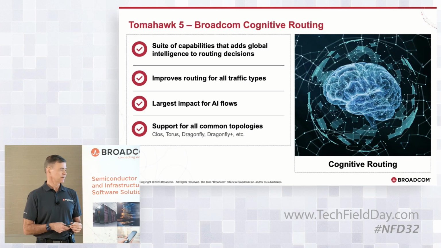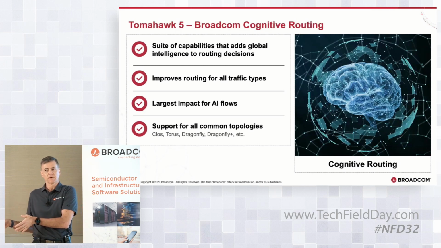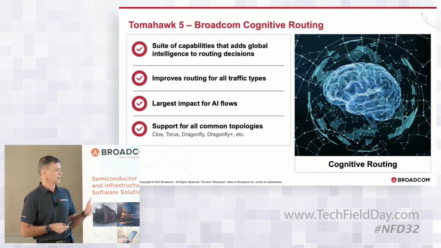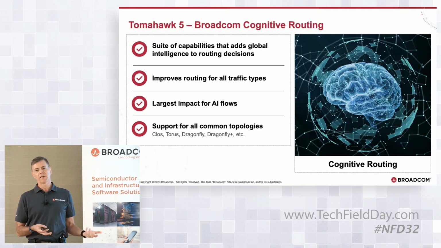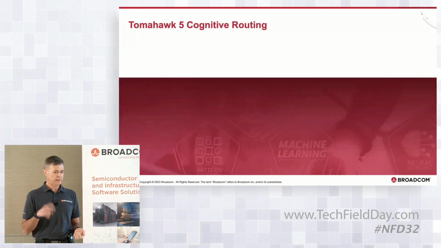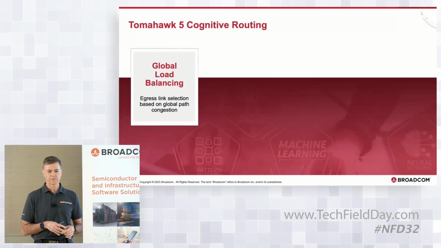I'd say in general, people really tend to go to the fat tree or closed networks. There are some cases, especially for more like HPC applications, that people would go to Torus, Dragonfly, etc. So we do support that. I'd say most of the hyperscalers really are going to stick with the closed networks, however. And the goal of this suite is to improve the network utilization and lower the tail latency. So during the last Network Field Day, we talked a bit about this. I'll go into a little bit more detail on some of these features.